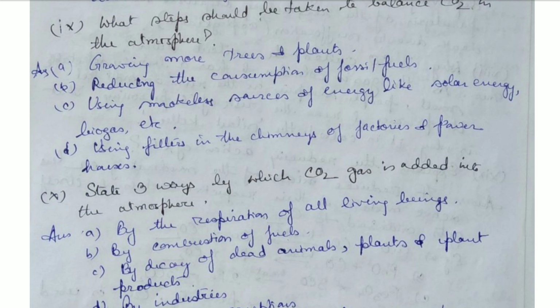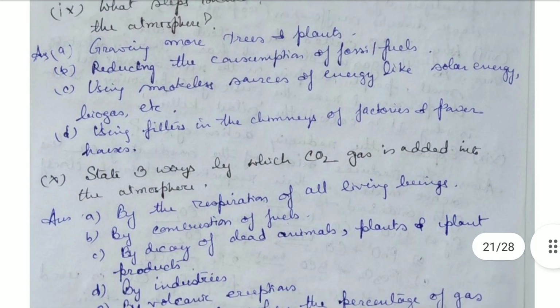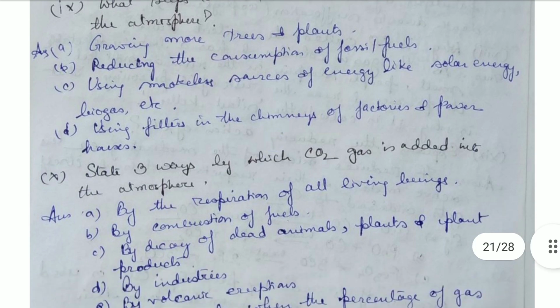Then we can use filters in the chimneys of the factories and powerhouses, so that the poisonous gas coming out from these chimneys can be controlled, and the gas which comes out does not pollute the environment on a large scale. So for this we need to take the following steps.